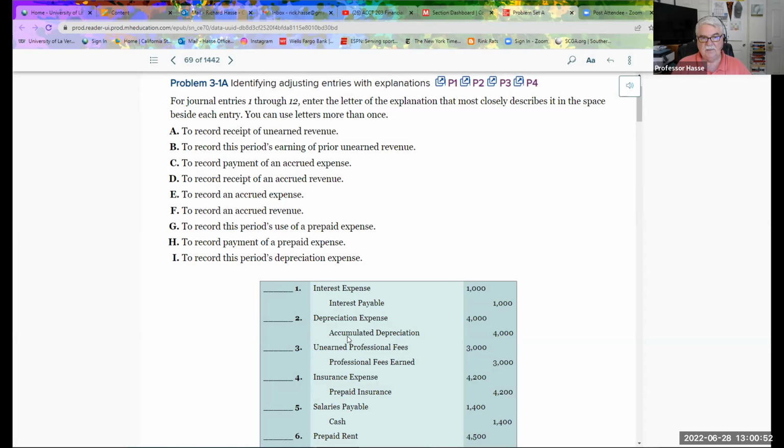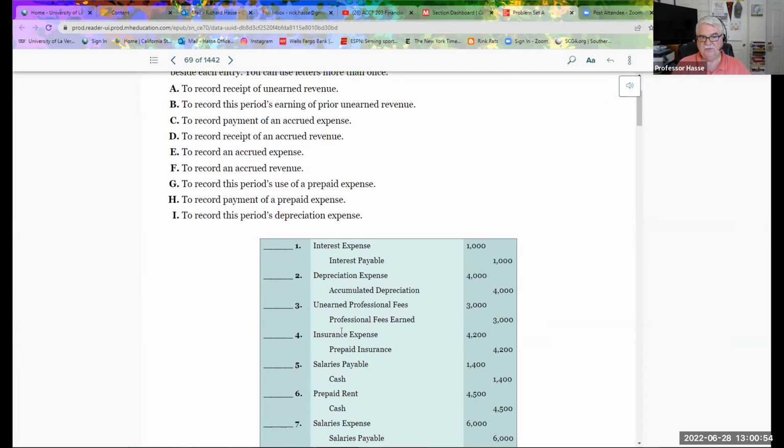Let's look at the second one, depreciation expense. Remember, depreciation is recording the cost of a fixed asset over its life. Later on in chapters, we'll talk about how that's calculated. In this section, those numbers are given to you. Well, to record a depreciation expense, that is right here, letter I, the depreciation expense. Debit depreciation expense, credit accumulated depreciation.